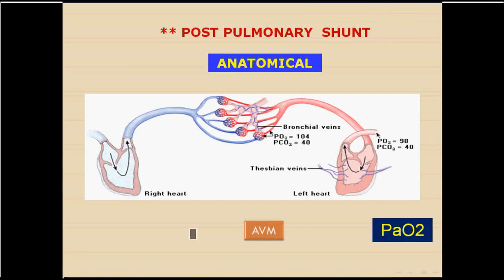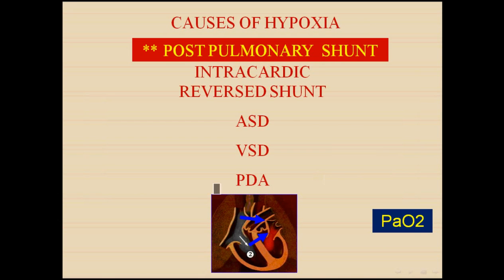Let's see. This is anatomical. The bronchial veins drain directly into the arterial system. This will add deoxygenated blood to the oxygenated one, which adds to the shunt. The same thing for the thebesian veins, which drain directly into the left ventricle. These two together form about 3% of shunt. Sometimes a pathological shunt happens, which is what we call a post-pulmonary shunt, as in cases of intracardiac reversed shunt, ASD, VSD, or patent ductus arteriosus, in which the venous blood goes to the arterial system without passing through the lung. So it goes directly to the arterial system.